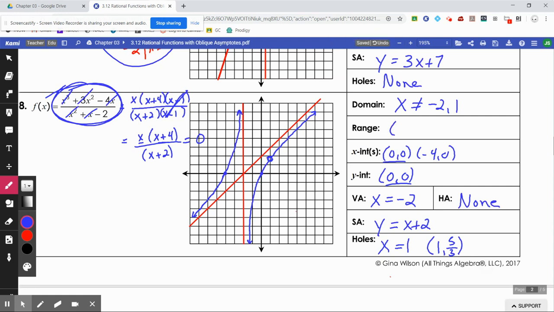Your range, notice that even here where you had a break, there's a y value over here that makes up for it. So therefore, your range is going to be all values from negative to positive infinity.